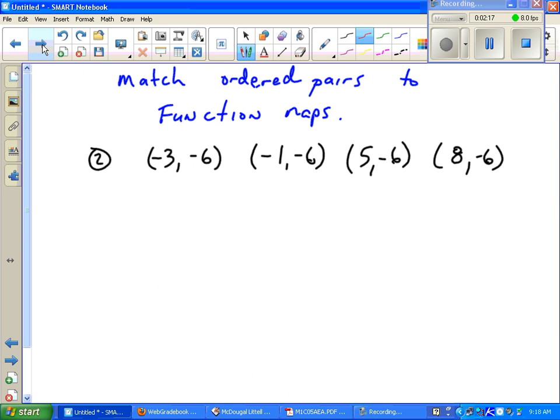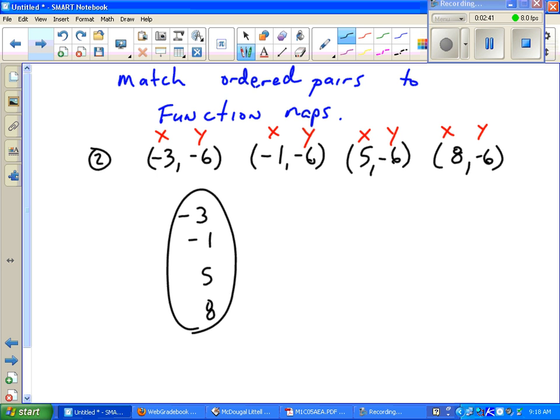Number 2, we're matching the ordered pairs to the function maps. A couple people are asking questions about this because more than one looked true. The easiest way to do this one is to label them XY, XY, or just mentally label that first one is X and the second one's Y. Then in your function map, just list them: -3, -1, 5, 8. I just took all of the X values and I put them as what would be the domain. Then all of the Y values, notice they're all -6.